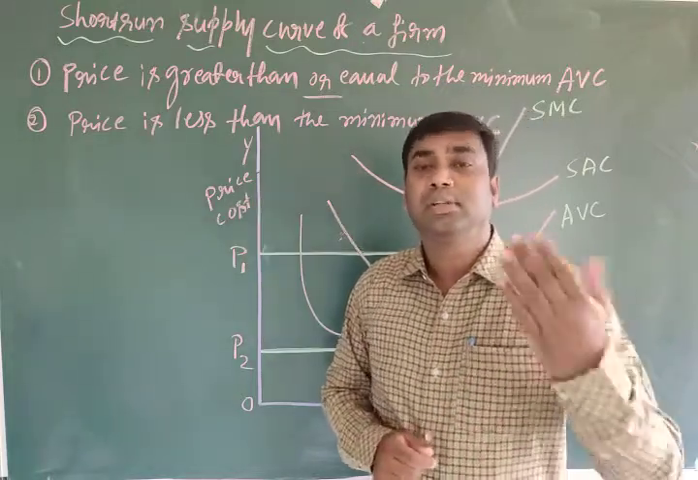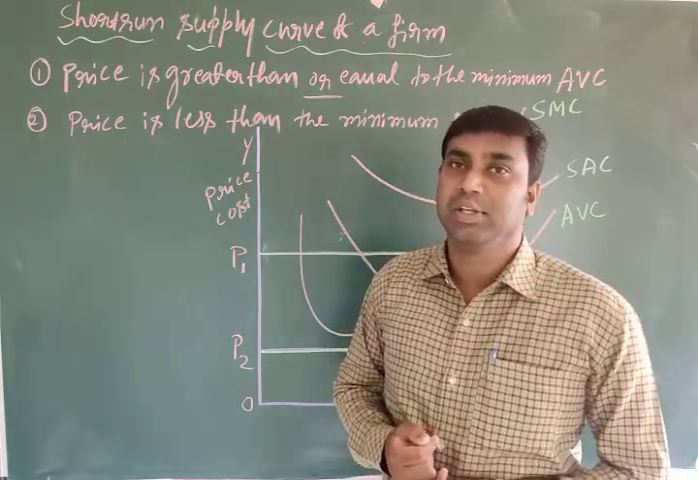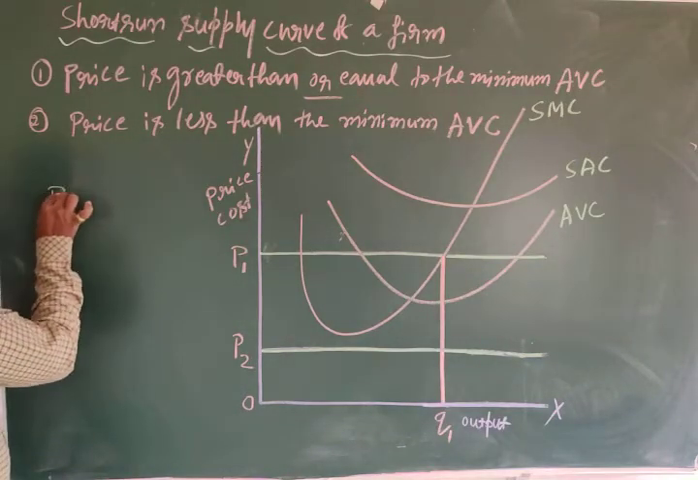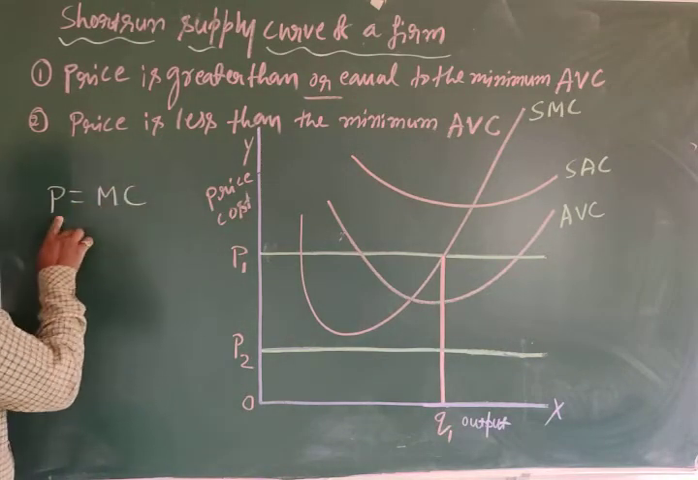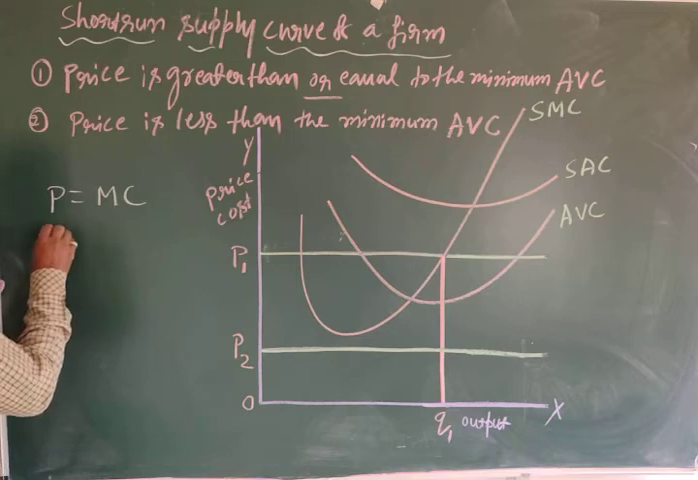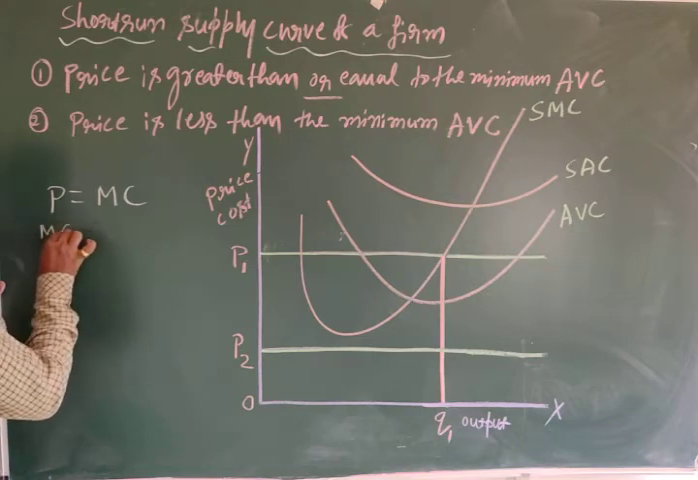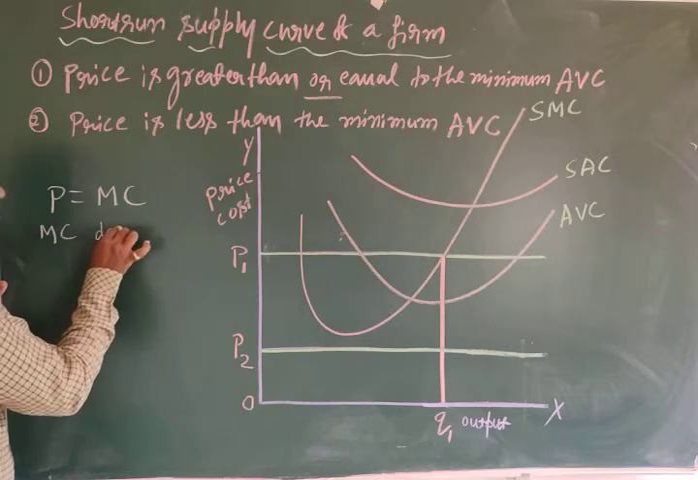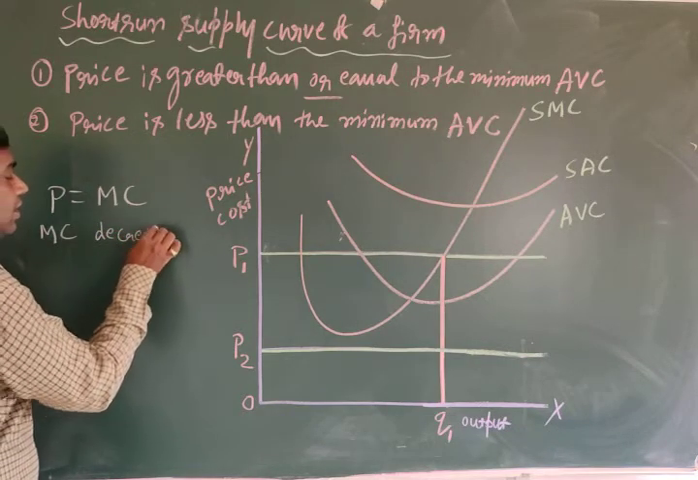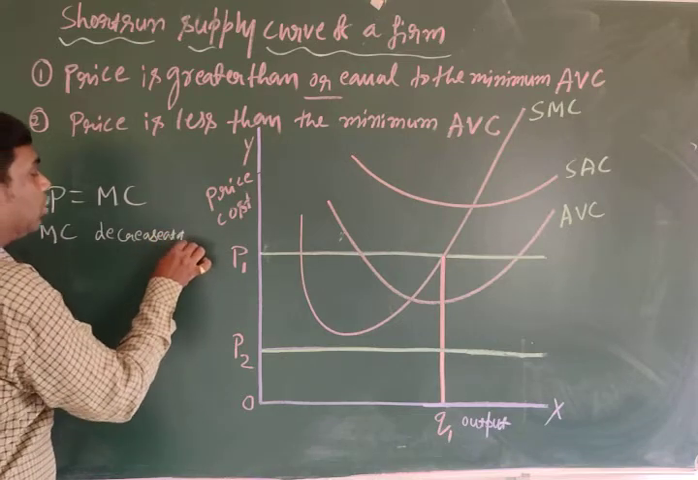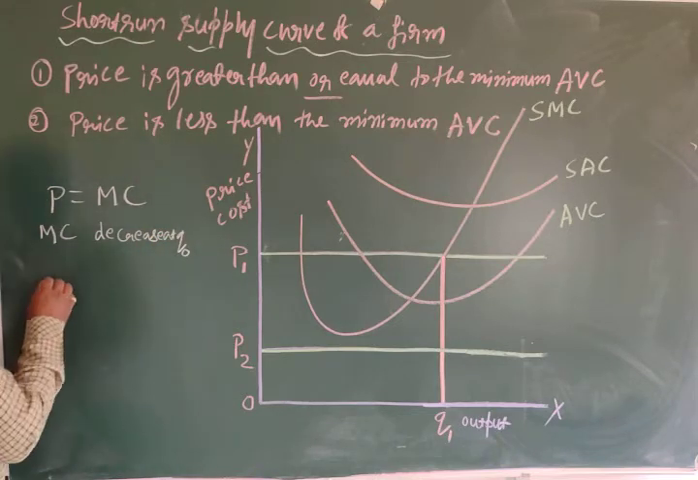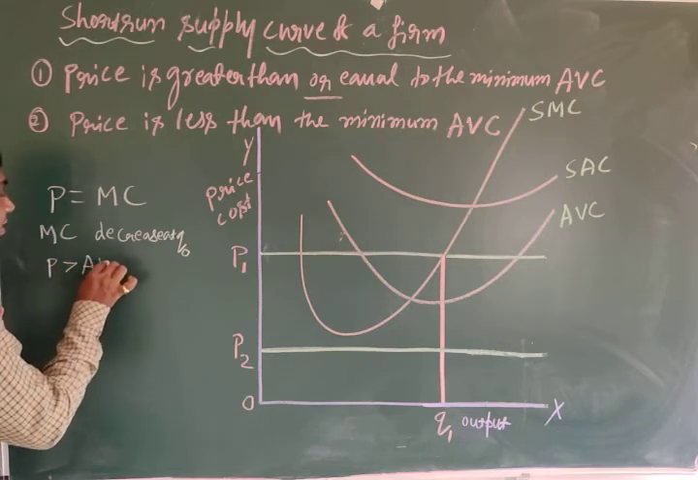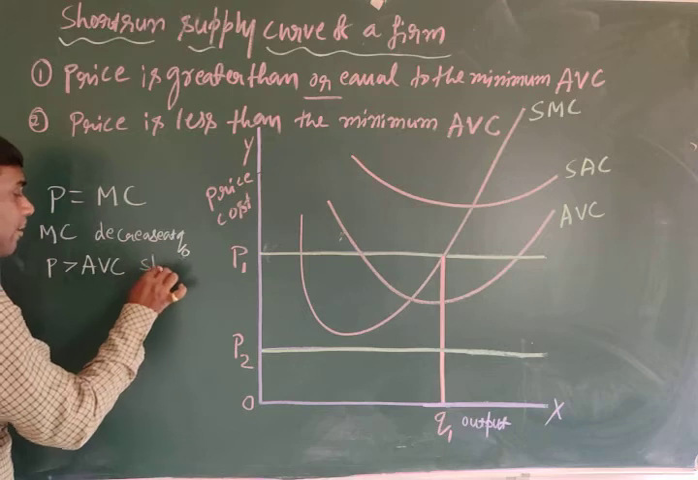We have to remember three important conditions. What are the conditions? Don't forget: P equals MC, price should be equal to marginal cost. Then marginal cost should not decrease at Q0, the quantity Q0. And price should be greater than AVC in the short run.